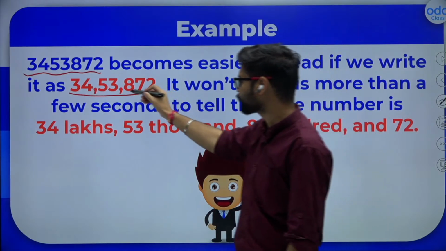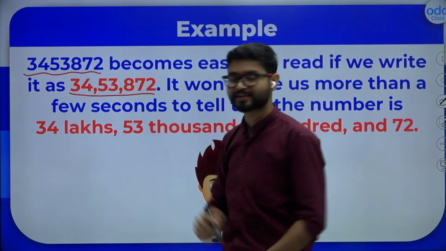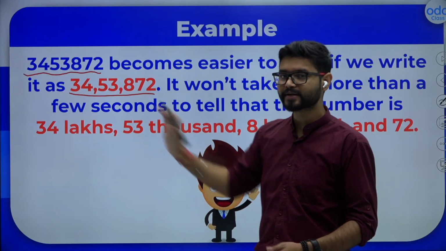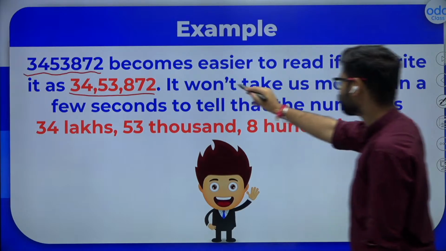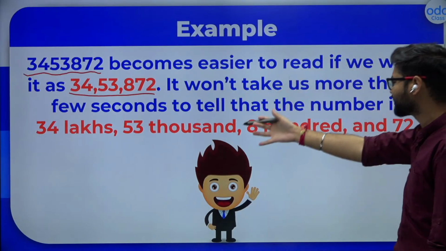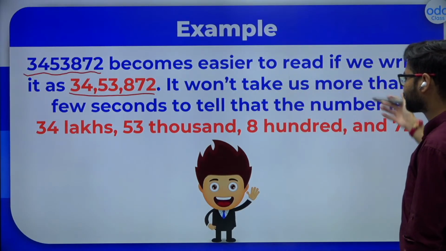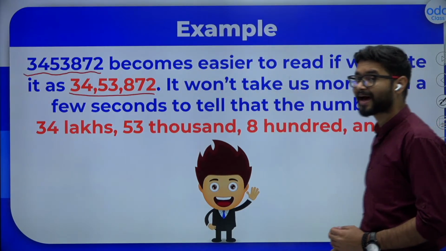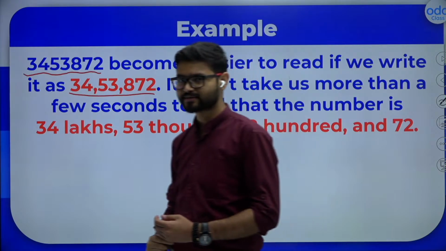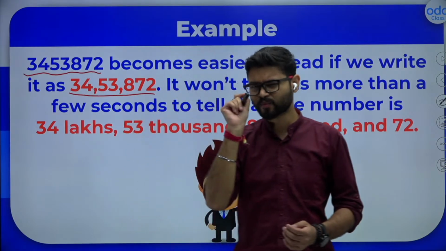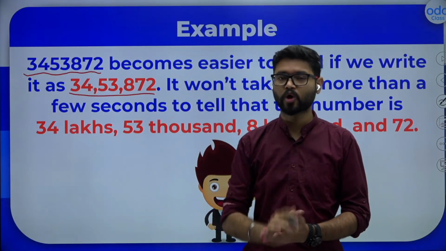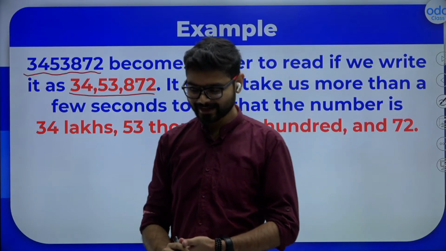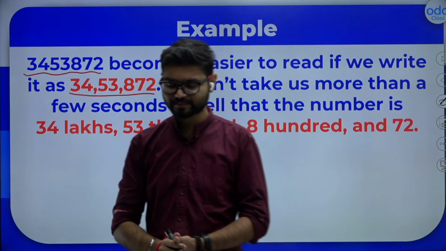Why? Because we have introduced commas in between the digits, and these commas are going to help us read a number. It won't take us more than a few seconds to tell that the number is 34 lakhs 53,872. So just small commas can really help us read a number. I hope you have understood this part.